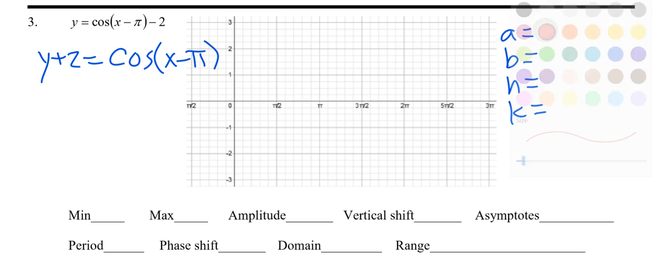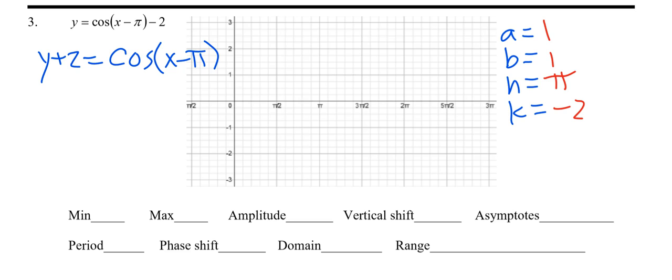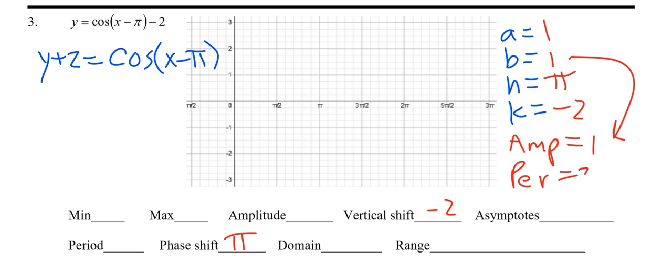So what do we have for A and B? Those are both 1s, right? What about H? Positive pi. And K? Close. Negative 2. Right, negative 2, positive pi. What's our amplitude? 1, right? Yep, no change. And period, 2 pi.